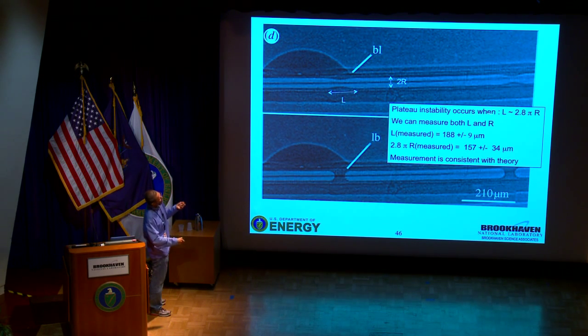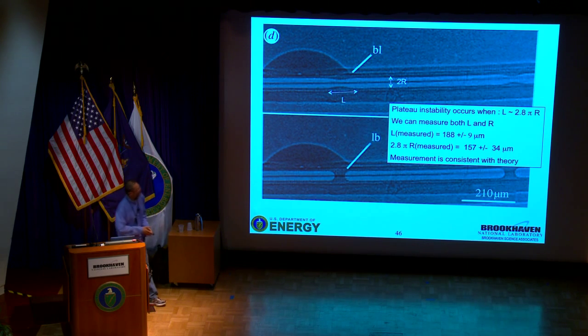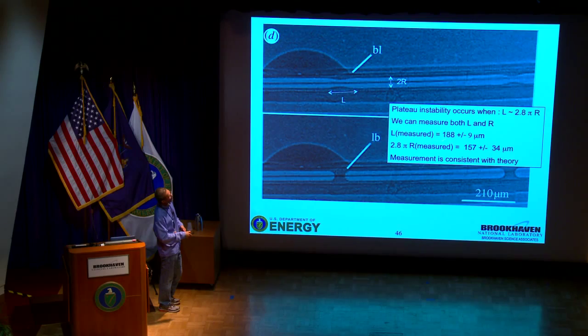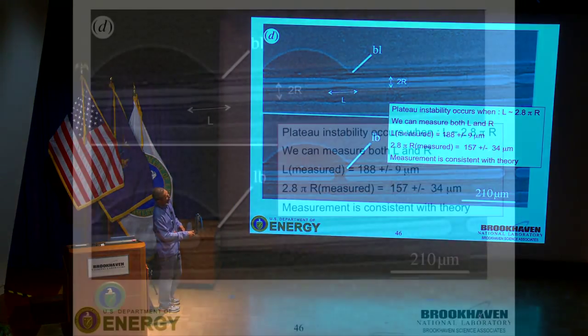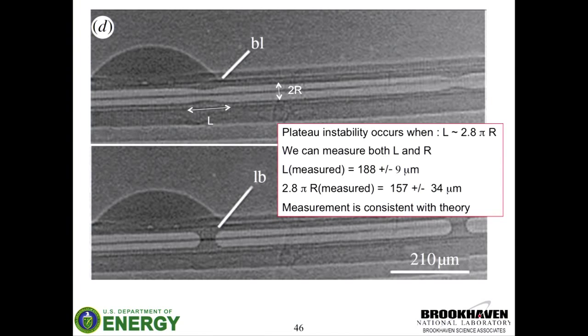Now, we can measure L, the left side. We can also measure r independently, so we can see if the left side and the right side agree. Our measurements show that the left side here is 188 plus or minus 9, and the right side is 15 plus or minus 34. Within the errors, they agree pretty well. So the measurements are very consistent with the Plateau instability theory.